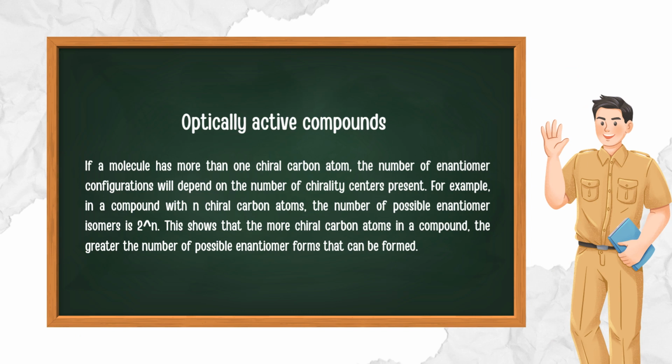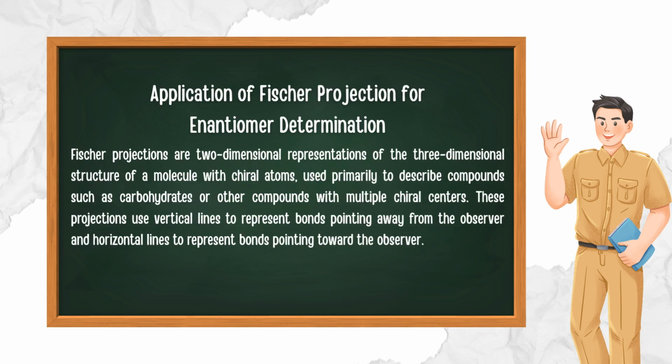For example, in a compound with n chiral carbon atoms, the number of possible stereoisomers is 2^n. This shows that the more chiral carbon atoms in a compound, the greater the number of possible enantiomer forms that can be formed. Fisher projections are 2-dimensional representations of the 3-dimensional structure of a molecule with chiral atoms, used primarily to describe compounds such as carbohydrates or other compounds with multiple chiral centers.